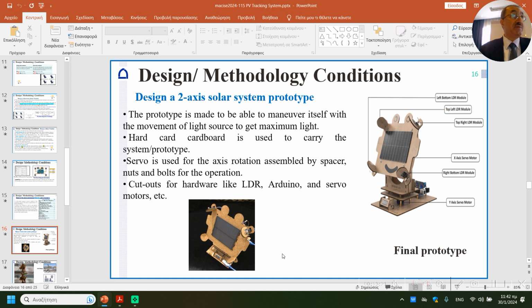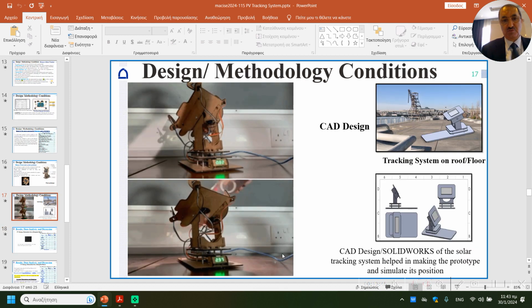Here is the prototype that we built as a real prototype, and the prototype is a kind of small base with many sensors. We have 4 sensors there overall, and all of them can sense the light, and of course it will move right and left, up and down with the motors in order to get the efficiency.